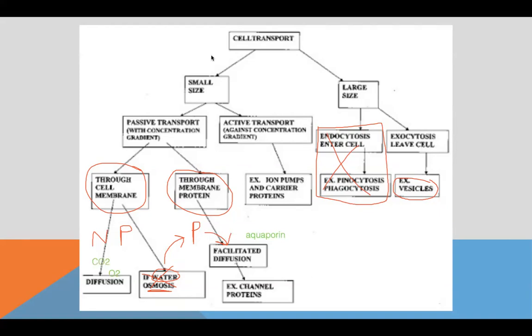Polar small molecules, say things like H2O, generally speaking, and things like ions such as sodium or chloride that are charged, need channel proteins to let them flow. And large things need to be coated in membrane, such as in the example of a vesicle, in order to move in or out of the cell.